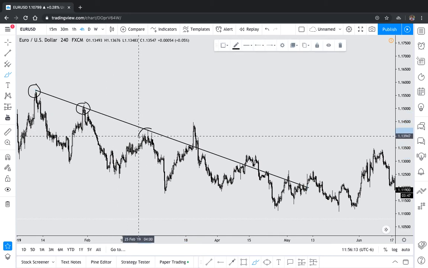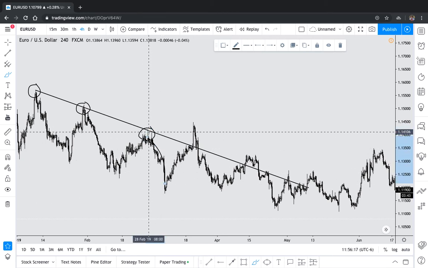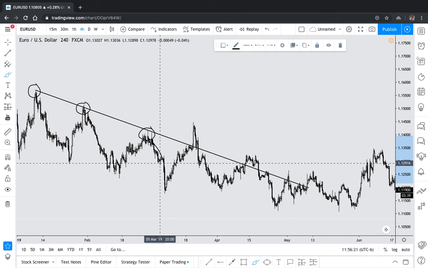So let's say we took the sell here. Oh, sweet, we just made a lot of profit. And sure, maybe a lot of sellers did make money here. Their stop loss was above here. They made a lot of money.